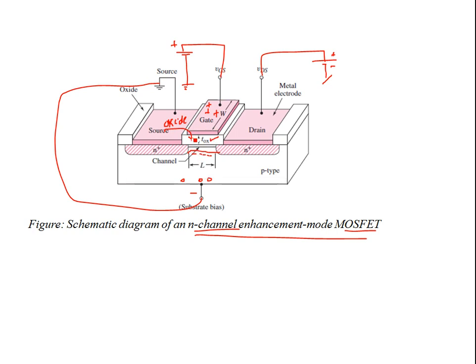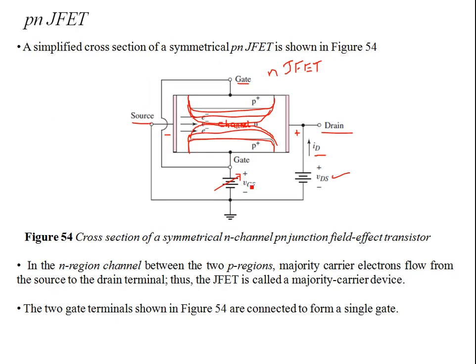This positive and this negative, this is perpendicular to the channel. The field is perpendicular to the channel in which the electrons are flowing. For example, electrons are flowing in this direction. So this field is perpendicular, and if you modulate this field, you modulate the flow of electrons. Of course, the flow of electrons depends on the resistance of the channel, which is being controlled by the field VGS.